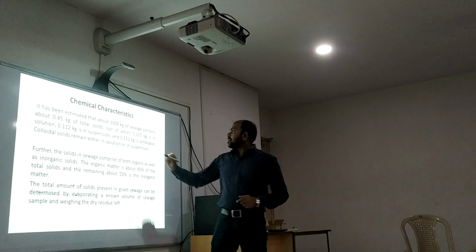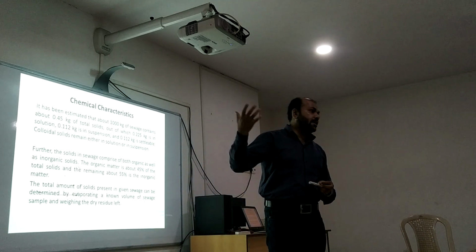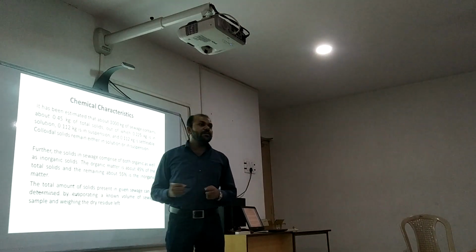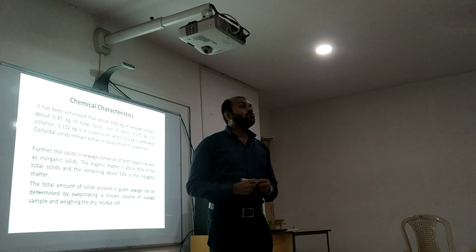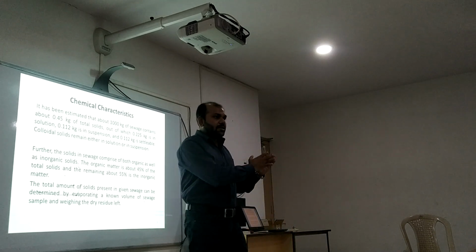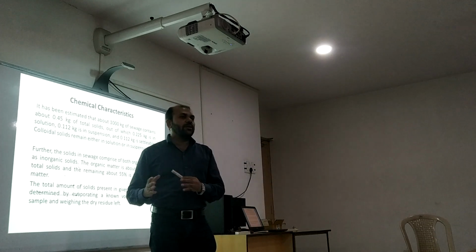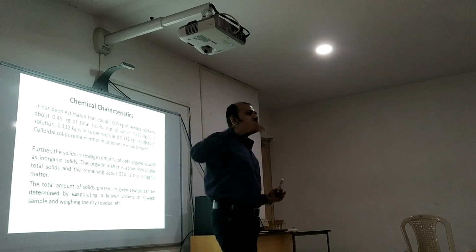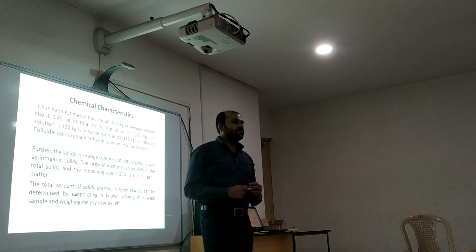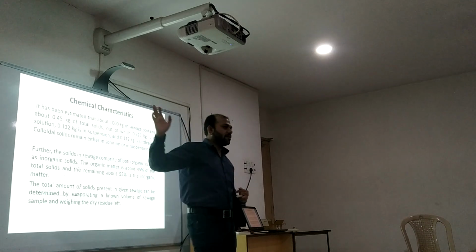So just imagine, if 1000 kg of sewage is taken, okay, out of that only 0.45 kg, means less than half kg, is the total solids. You know, when we add all the solids, the dissolved solid, the suspended solid, okay, the settleable solid, everything you add up, you will get total solids. So the quantity of total solid is 0.45 kg out of 1000 kg of sewage water, wastewater.